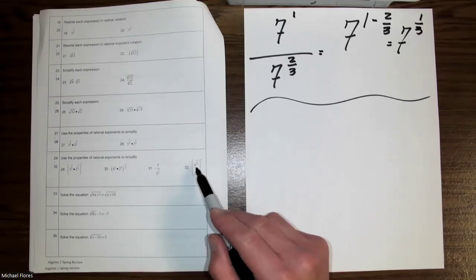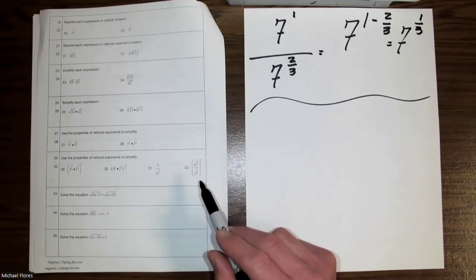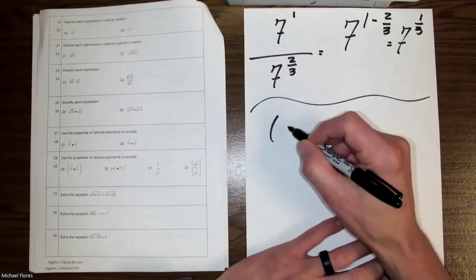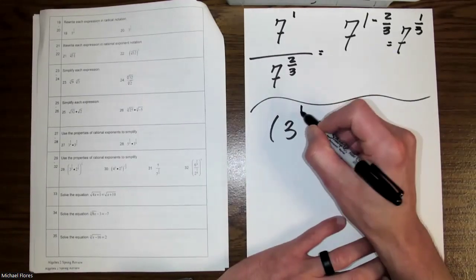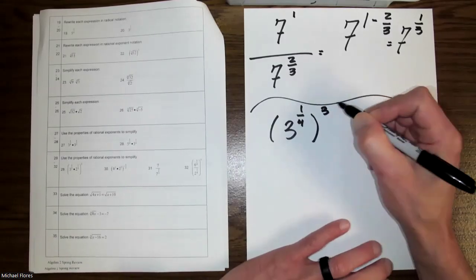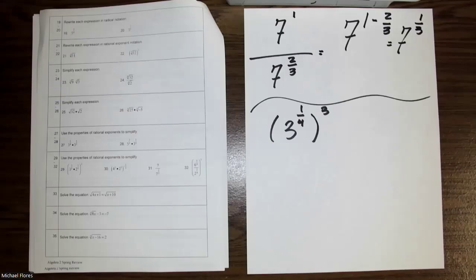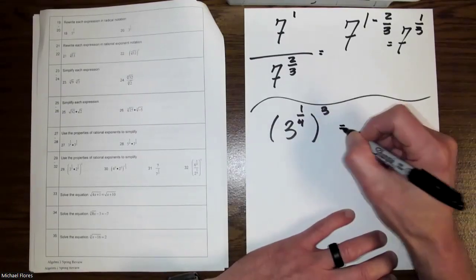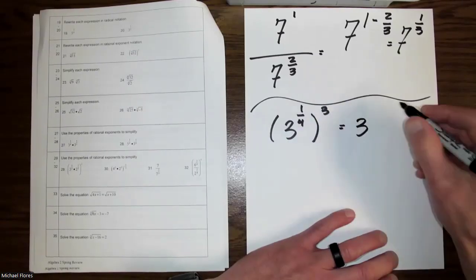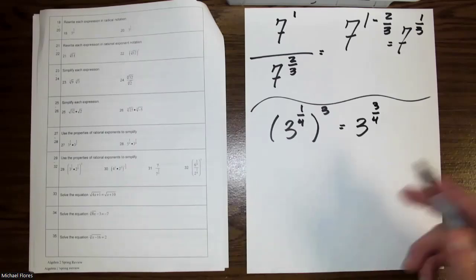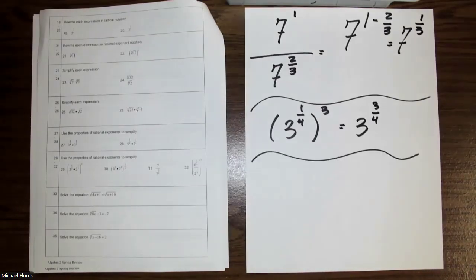Example 32, 6 to the 1/4 over 2 to the 1/4, all raised to the third power. Therefore, we can go ahead and divide these bases. 6 divided by 2 is 3. So now we have 3 to the 1/4 raised to the third power. And now we're going to multiply these two exponents together. 1/4 times 3 would be 3/4. So 3 to the 3/4 power.